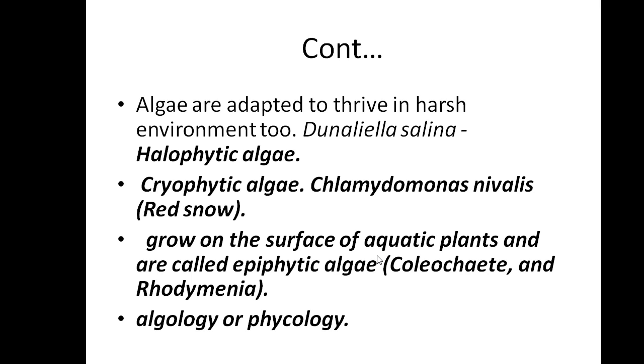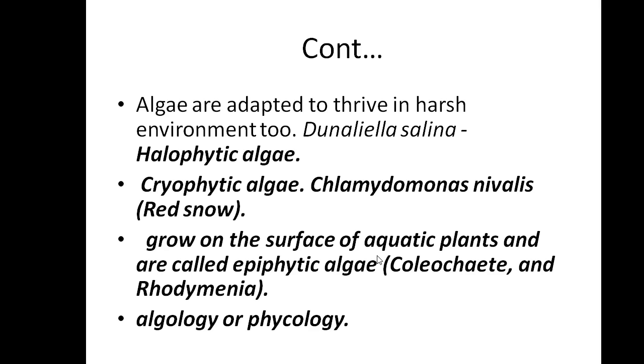Cryophytic means it can grow on mountain snows. In the mountain snows it can survive and grow, and is called cryophytic. Cryo means cold, a plant of high cold. It is a type of plant growing in snow areas, and because of its red pigment it gives a red color to the snow. It's called red snow.